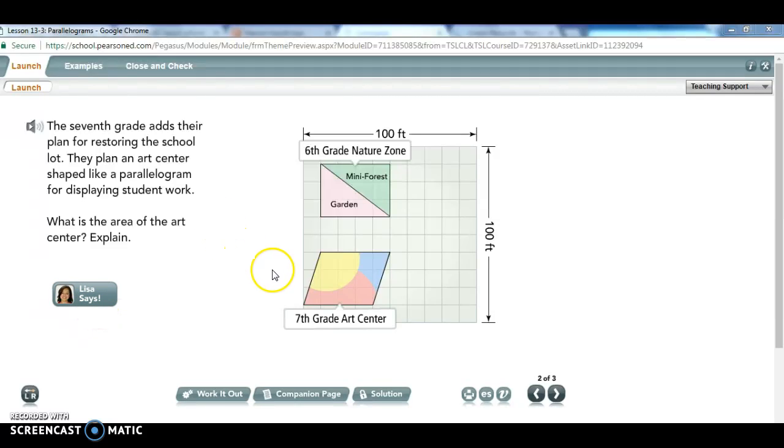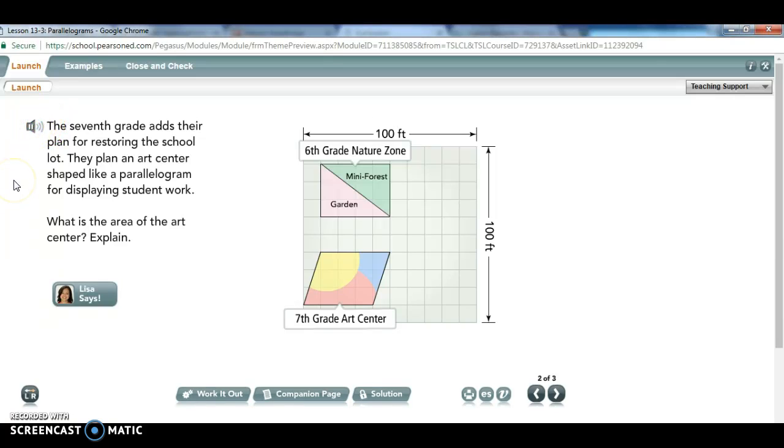This is lesson 13-3. We're going to be working with parallelograms and finding the area of them. We're going to start off with this launch problem. Try your hardest. Again, don't spend more than 5 minutes on it.